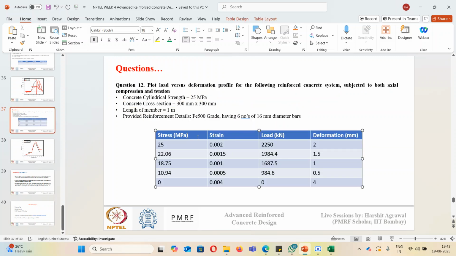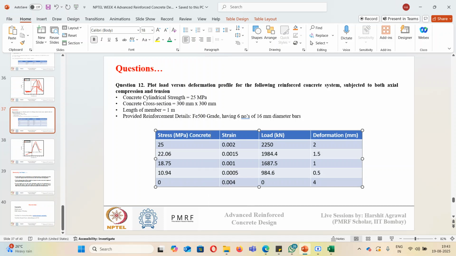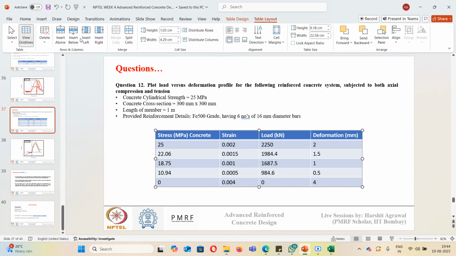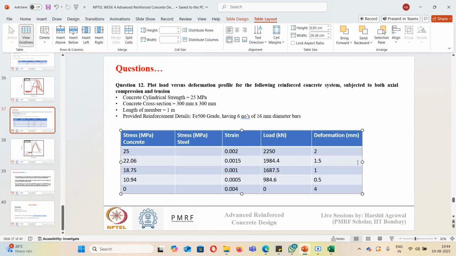So for compression, this is the stress in concrete. One more thing that we'll add now is the stress in steel at this strain value. So I will add one more column here, stress in MPa for steel. And then my total load will be the load taken by concrete plus the load taken by steel. So that I will modify. This will change now.